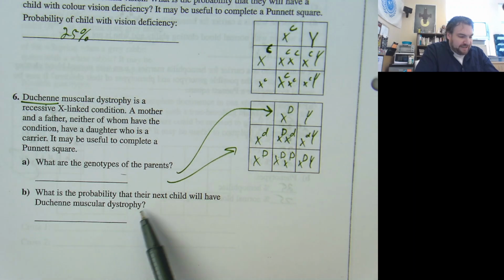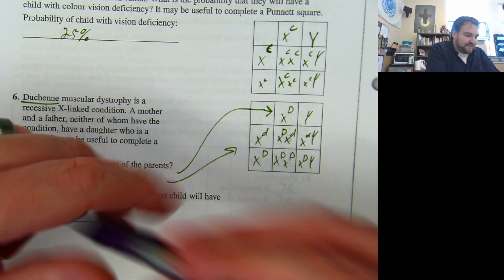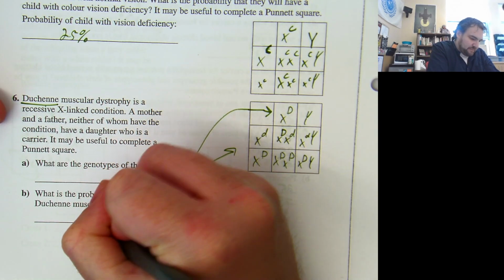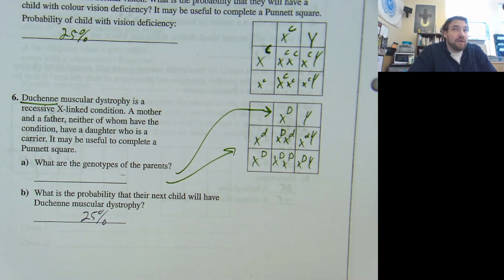What is the probability that their next child will have muscular dystrophy? 25%. There it is. Codominance, incomplete dominance, sex-linked traits. Comments, questions, concerns on all of this?